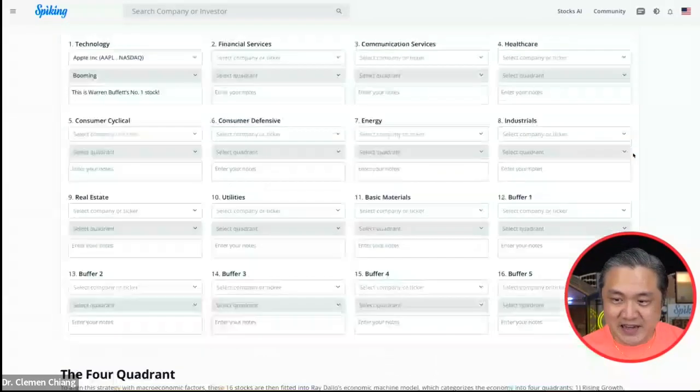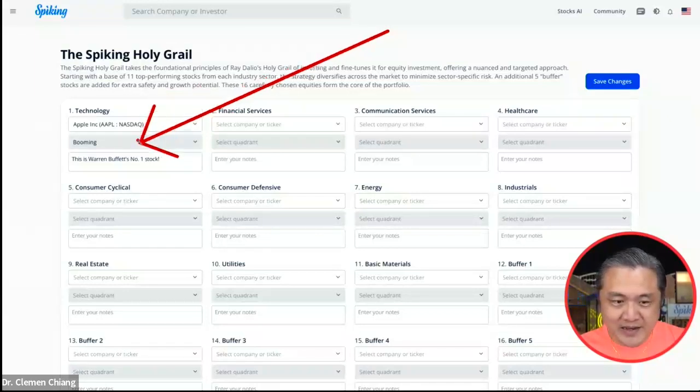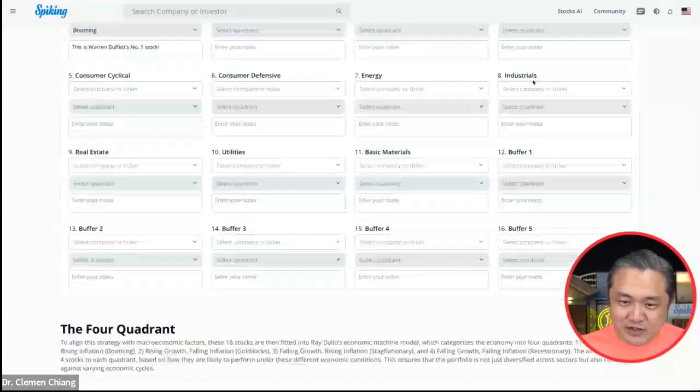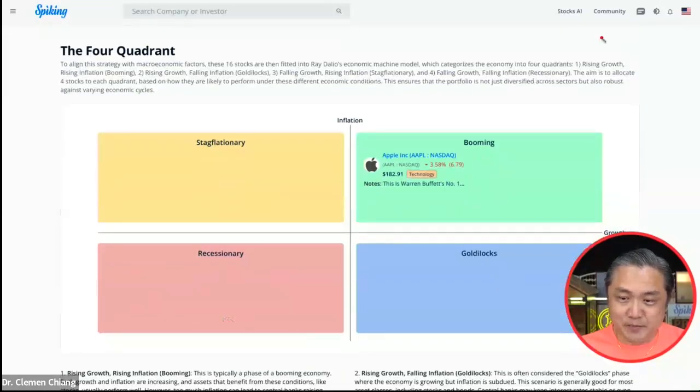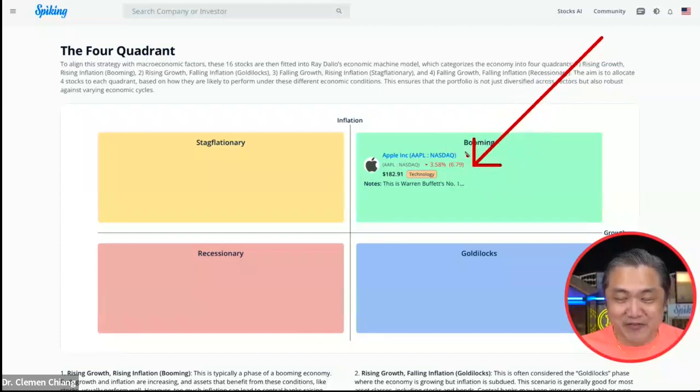So what I've done just now, I selected Apple in the technology sector, and I have to decide among the 4 quadrants: is it booming, recessionary, stagflation, or not left, not right, Goldilocks? Once I've done this part and I click on save, I scroll down, and the system will automatically plug it in for you right here. Very, very beautiful. All right.